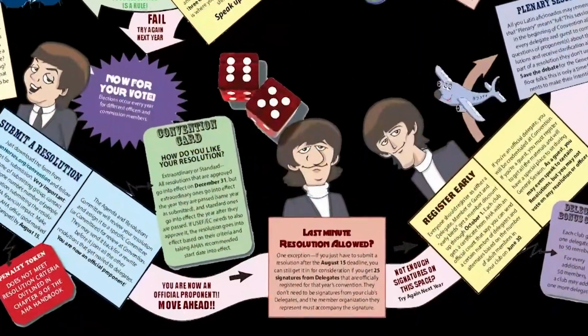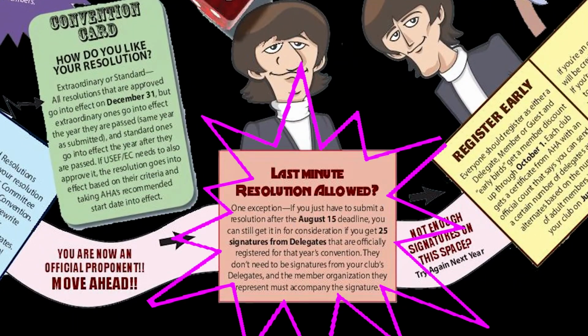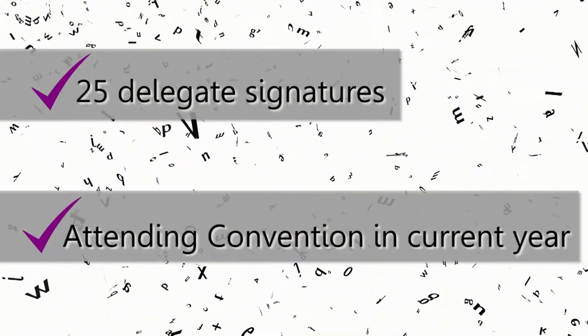What you need to do is be able to cite where a rule exists or where you would like this new rule to exist. And then you also need to put forward what needs to be changed and the reasoning behind the change. Did you miss the August 15th deadline? A last-minute resolution is allowed. To still get consideration, you need to get 25 signatures from delegates that are officially registered for that year's convention.